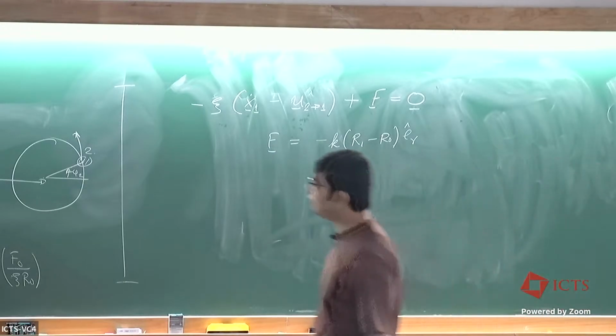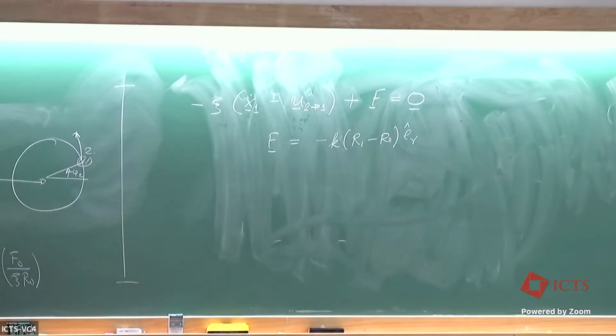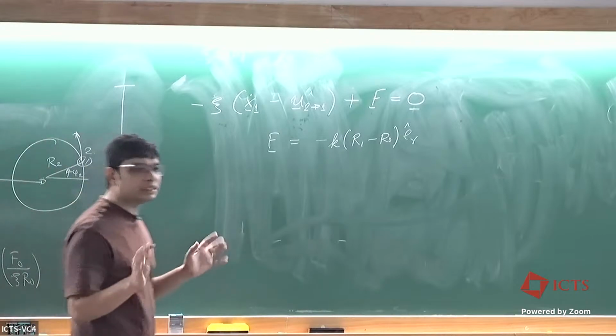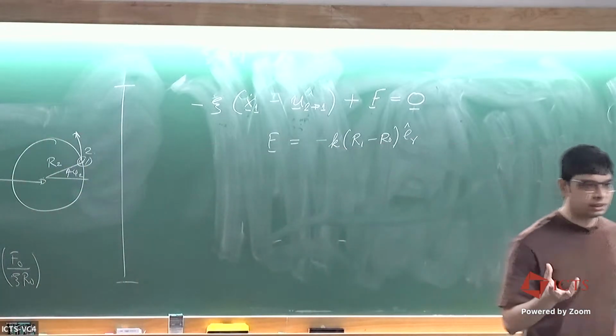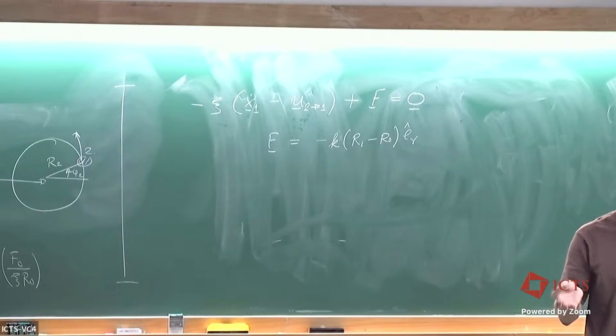Oh, sorry, I didn't define this. So this radius is R1, this radius is R2. If you were the rigid object, if you were the rigid circle, the radius is R0. So instantaneously, your radius may not match with this R0. So the spring is trying to pull you back, right?